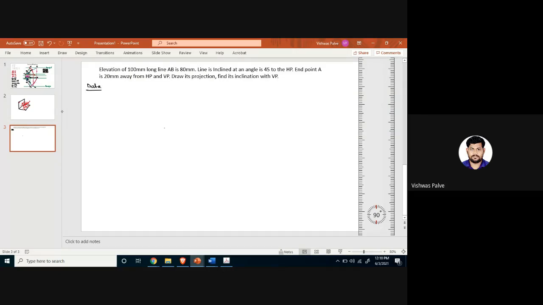So if you read carefully, the elevation of 100 mm long. So what is the true length of that line? True length is whether 80 or 100? 100. Yes. True length of line is 100 mm. Elevation. What is elevation? Elevation means EL is given. Elevation length is given. How much? 80 mm. Elevation length is given as 80 mm. Line is inclined at an angle 45 degree to HP. Any inclination with HP? Theta or phi? Theta, yes. 45 degree.